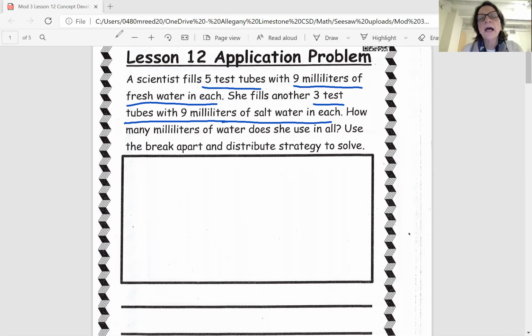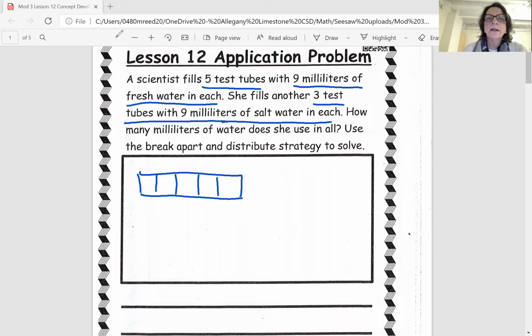As I'm visualizing this problem, I'm visualizing 5 test tubes with fresh water, and then 3 test tubes with salt water. And so I'm thinking that must be the break apart strategy they're talking about. So let's go ahead and draw, and I'm going to guide you through this. We're going to draw a tape diagram. The first part will be the 5 test tubes with fresh water. So I want 5 units.